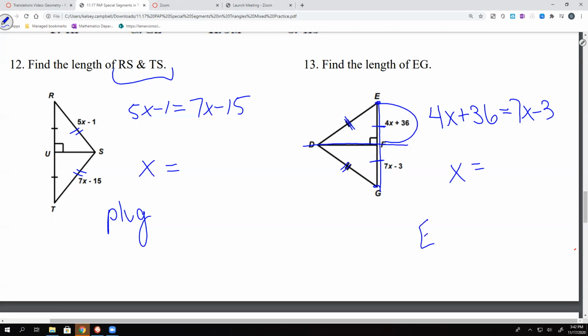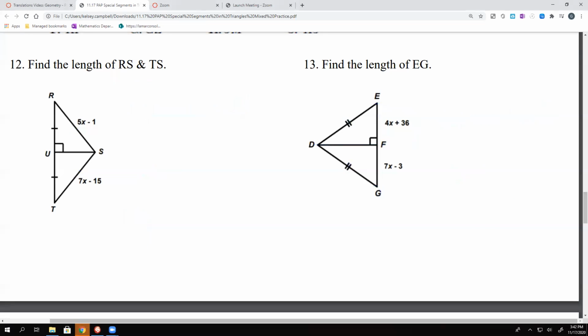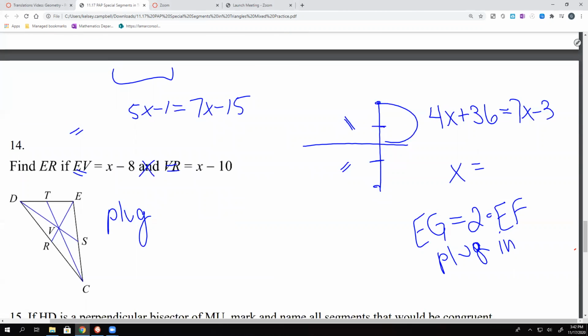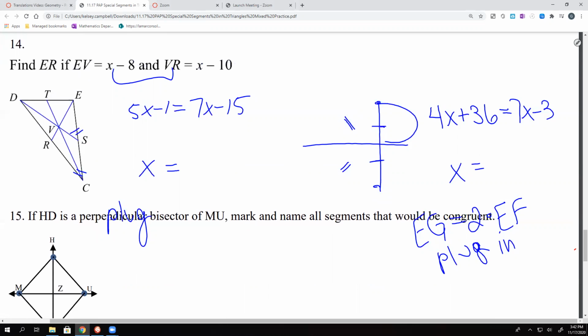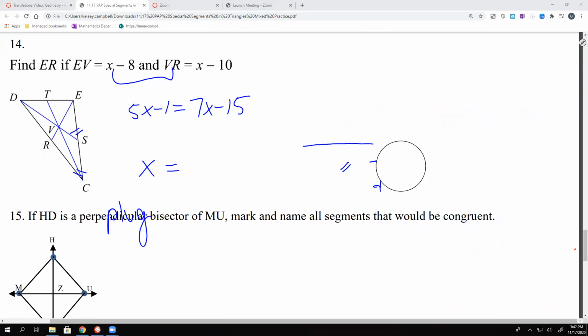So we can do EF. So EG is equal to 2 times EF. And you just plug in. Okay, last few. Number 14.